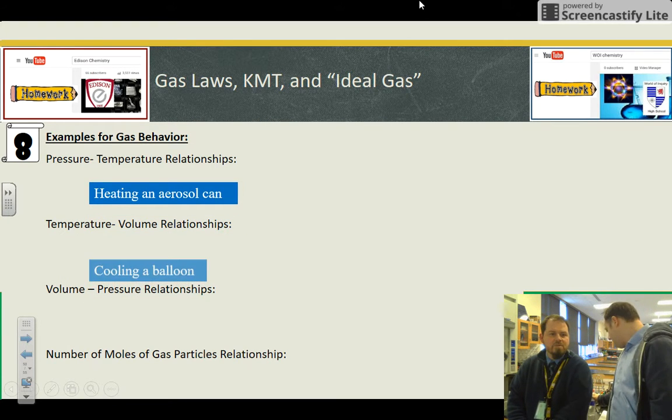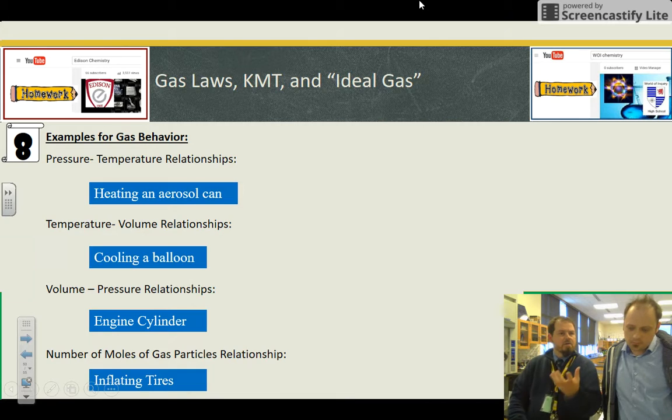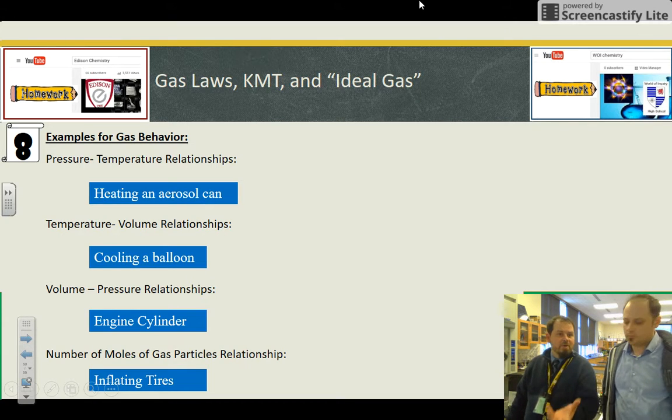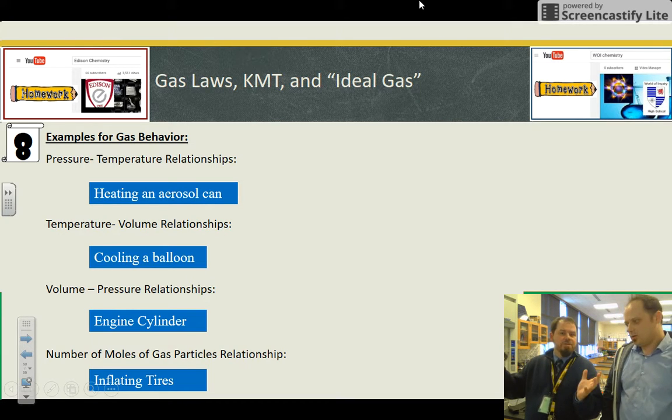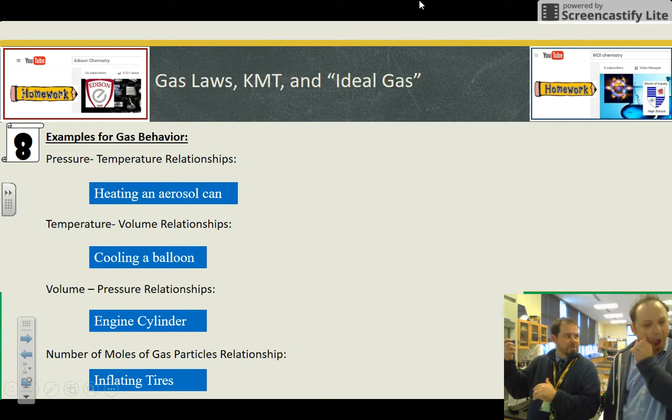Some quick examples. We'll go through these real fast. Heating an aerosol can that's got a fixed volume. What's going to happen if I heat it up too much? Pressure goes out through the roof, kaboom. Cooling a balloon: I take my birthday balloon and put it outside. What's going to happen to it? It's going to shrink, because the volume's flexible and air pressure is constant.